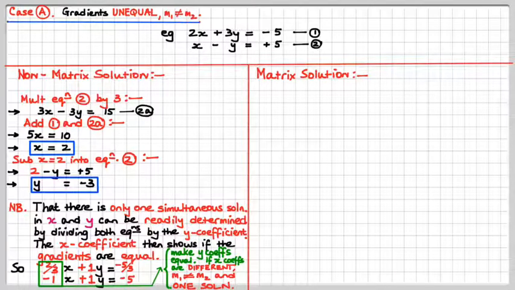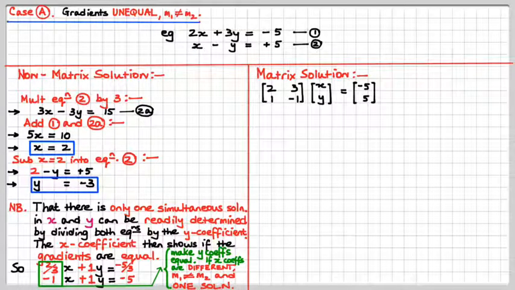This is the matrix solution now. Now, what do we do? We've written this out in matrix form. So that's 2x plus 3y is minus 5, and 1 times x minus 1 times y is equal to plus 5, which is exactly what we had up there. You right with that? Now, how do you solve that for x and y, ladies and gentlemen?